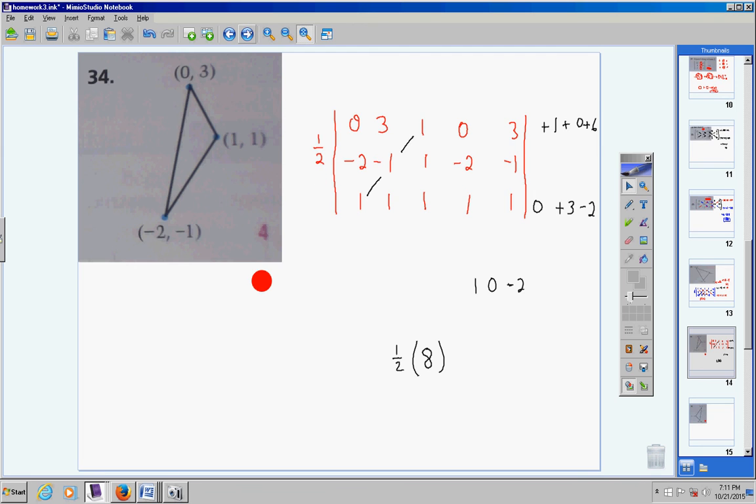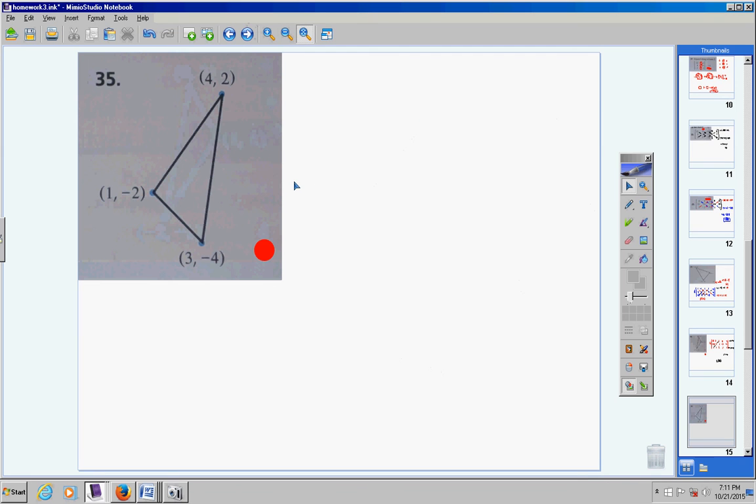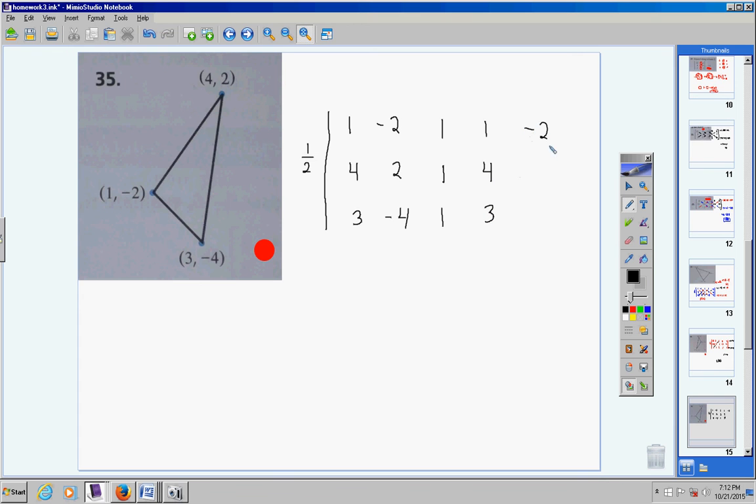Okay, moving on to our last problem. And here we go. We're going to find the area of this triangle here. So we start off by putting 1/2, and then our determinant bars. And it doesn't matter which ordered pair you put first. I'm going to put 1, negative 2, and then 4, comma 2, and then 3, negative 4. There's no strategy there, okay? I'm just picking ordered pairs and writing them in, and then you always put 1s next. Now I could put my bar, but to be honest with you, I'm going to copy the first two columns over again. So here we go. 1, 4, 3, negative 2, 2, negative 4.